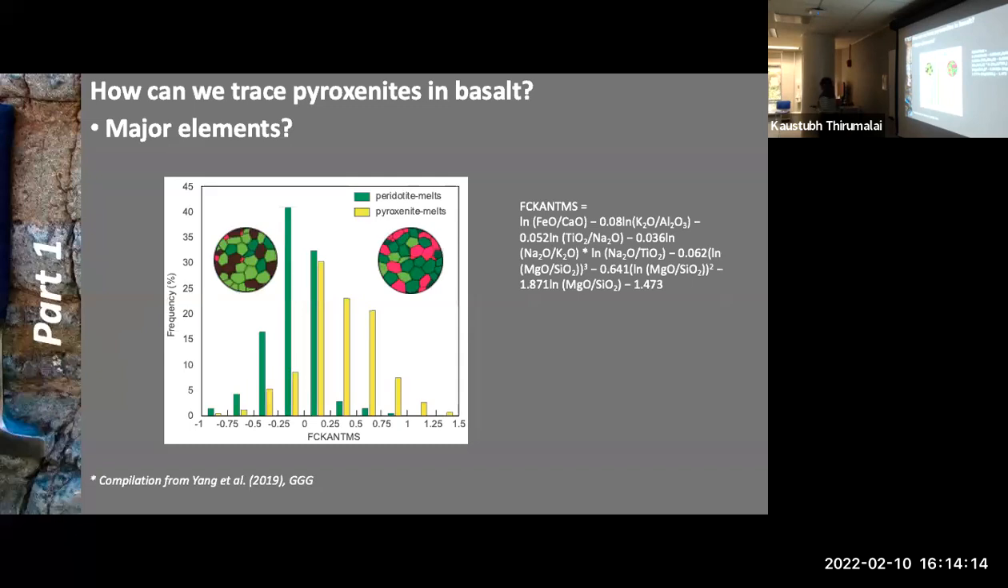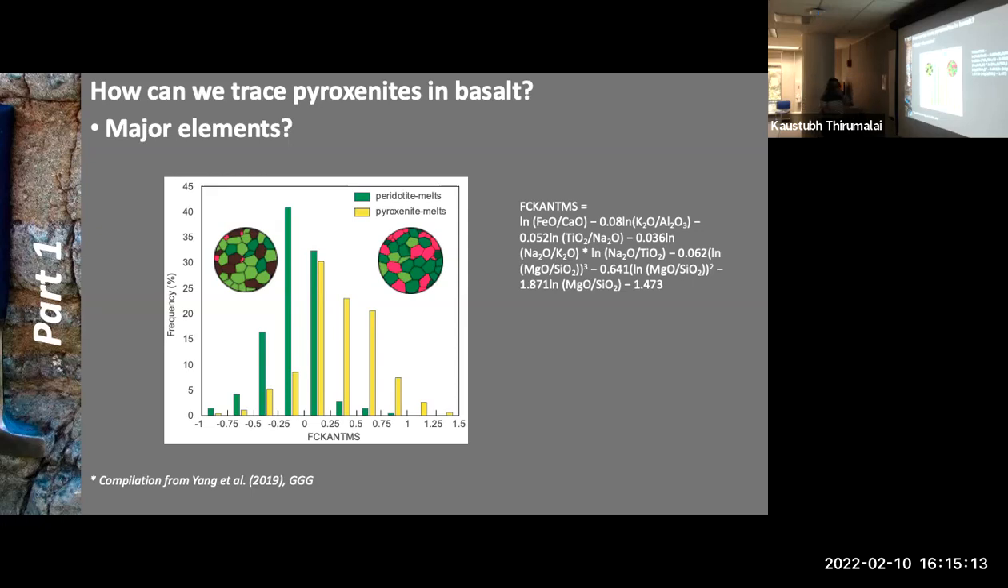More recently, there is a new parameter that came in by Yang et al. And the formula is here, so I'm not going to detail that, but it's basically based on log ratios. And this new parameter, still based on major elements, is promising, because if you look at this distribution as a function of this particular ratio for the same compilation of pyroxenite and peridotite derived melts, you can see that more than 65% of the peridotite melt only overlaps with 15% of the pyroxenite melt. And more than 55% of pyroxenite melt only overlaps with 5% of peridotite melt. Okay, so it's quite good, but we still have a huge overlap for this middle composition. So we still have a problem with major elements.